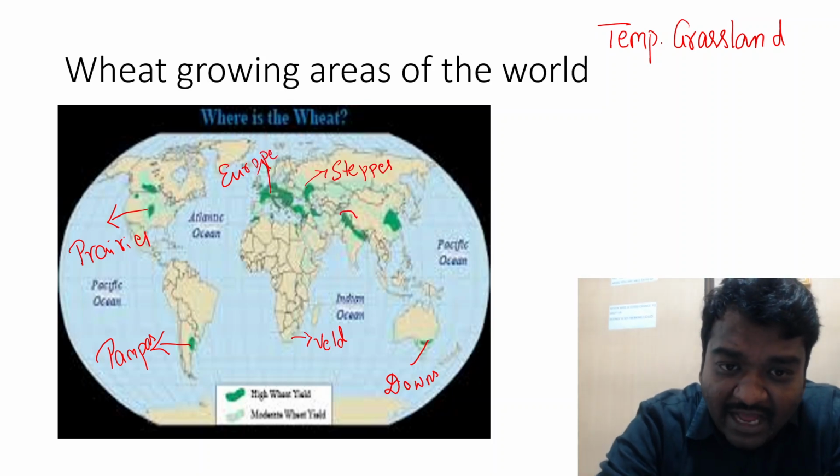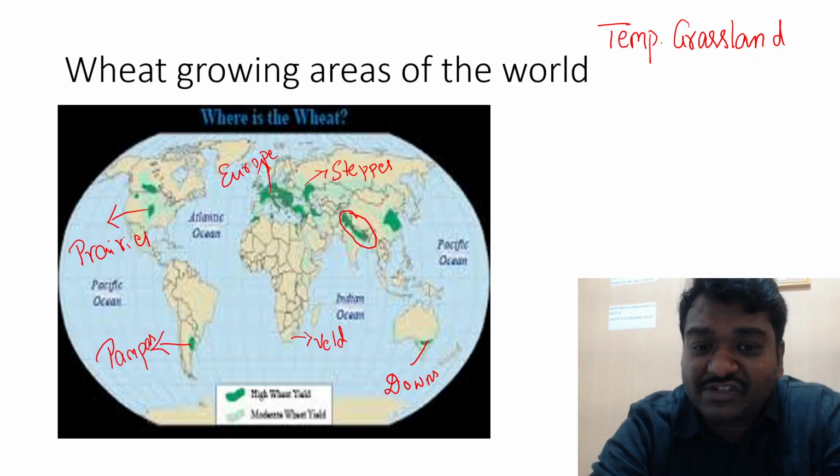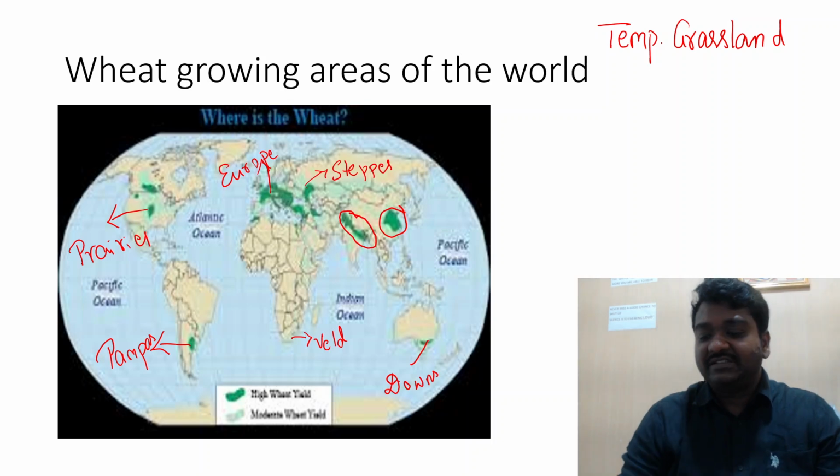Right? India, especially the Ganga basin. But remember, most of the wheat is in northwestern India. This diagram is wrong, so we see it in northwestern India. China, especially the northern part of China, little wheat is cultivated.